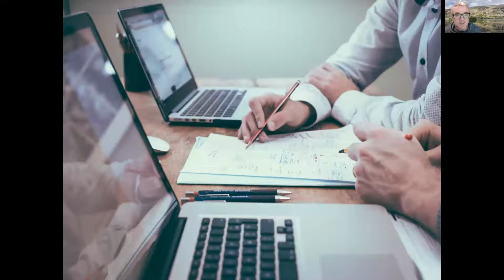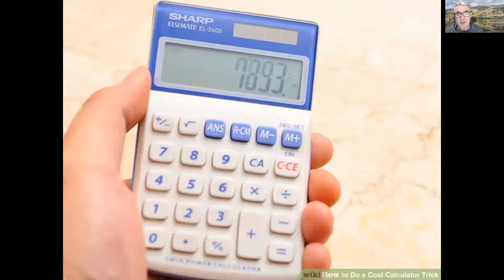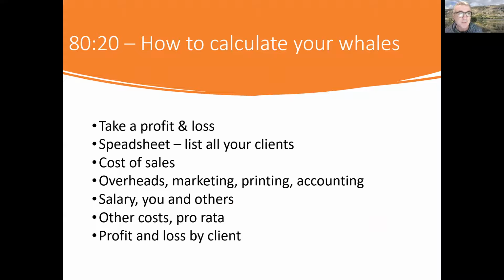Okay, what are the steps? You need to take a set of accounts for a period of time, a month, 3 months, 6 months, 12 months, and break it out so you have a net profit or loss by customer. You use calculators, probably a large spreadsheet. So I'm going to take you through the steps. You take a profit and loss for a period of time that reflects the business.